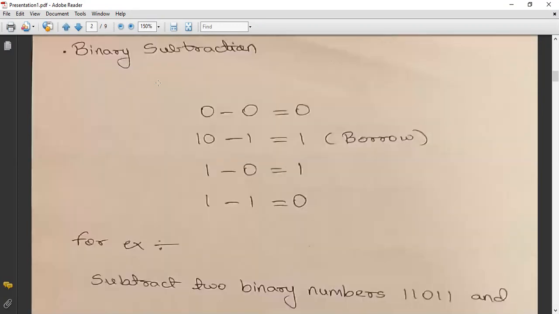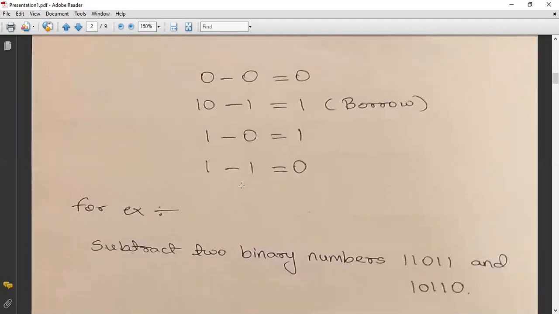Now let us see binary subtraction. These are the four rules for binary subtraction. So 0 minus 0 is 0, and 10 minus 1 is 1, where 1 is borrowed. 1 minus 0 is 1 and 1 minus 1 is 0.